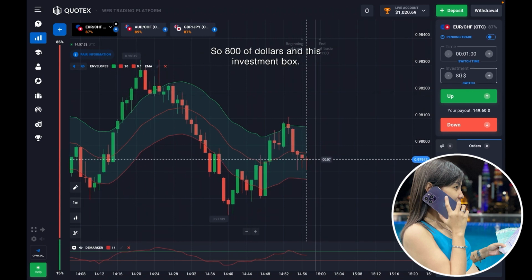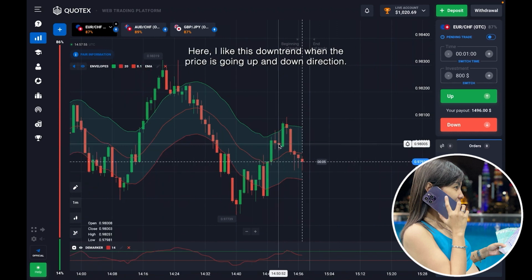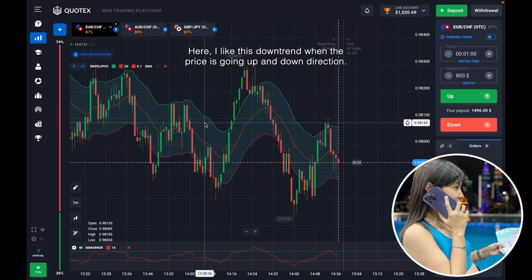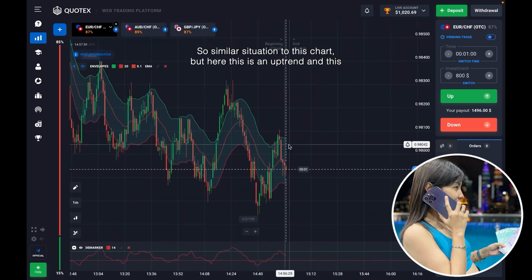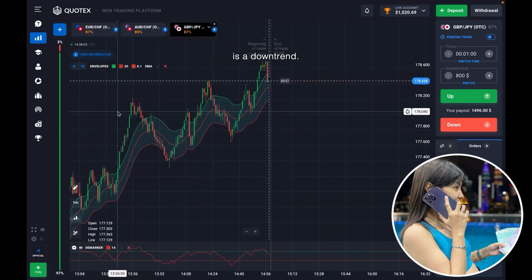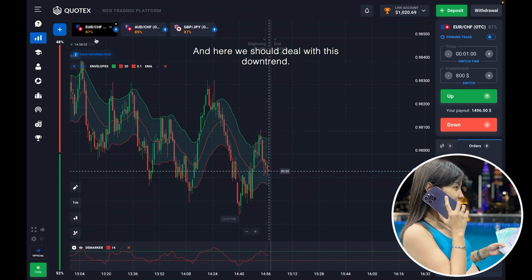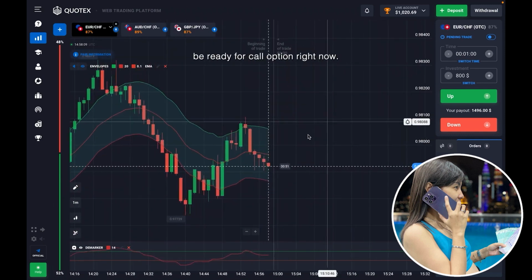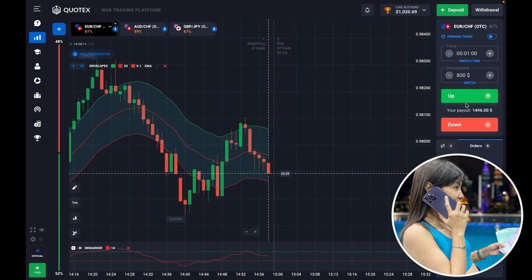So $800 in this investment box. Here I like this downtrend when the price is going up in down direction. So similar situation to this chart, but here this is an uptrend and this is a downtrend. So we should deal with this downtrend. The price is falling, and from this point be ready for collapse right now.